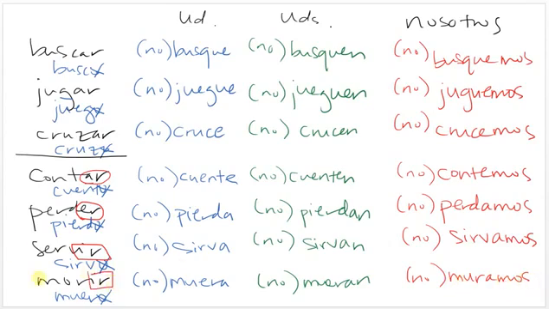So this is because it's an IR verb. Remember, they're only going to change to U or to I. They never change to IE or UE in the nosotros. They do stem change in all the other forms. It's just the nosotros that AR and ER verbs do not stem change. Only IR verbs stem change.